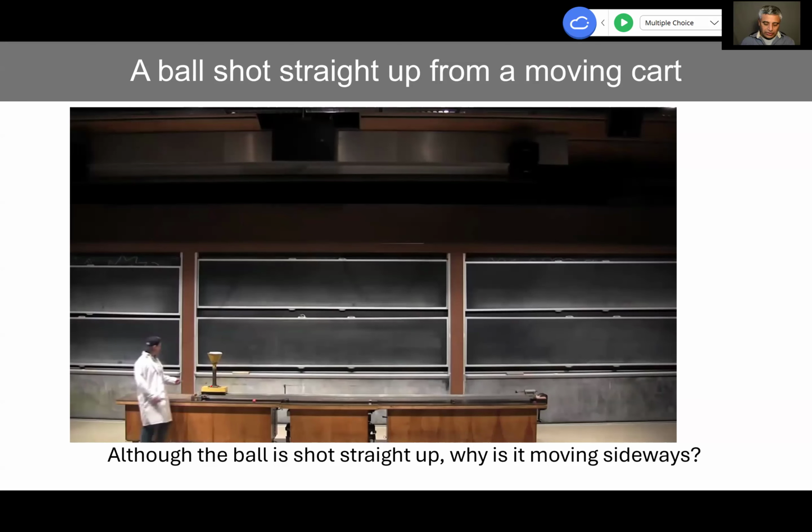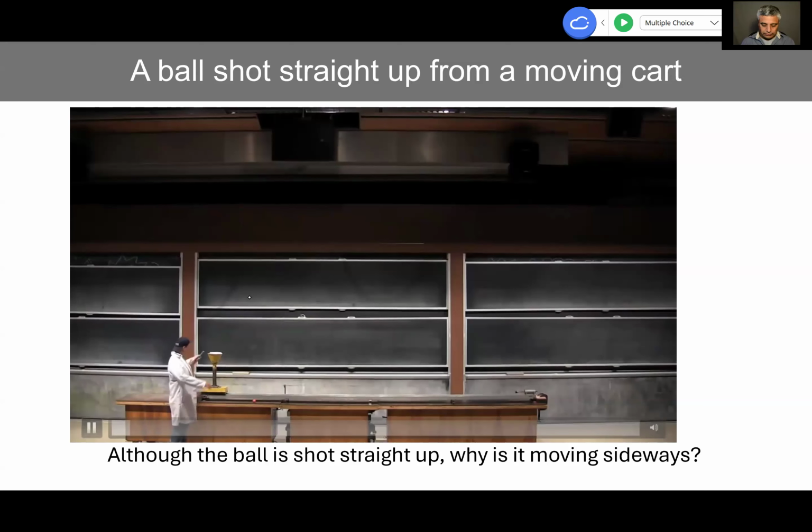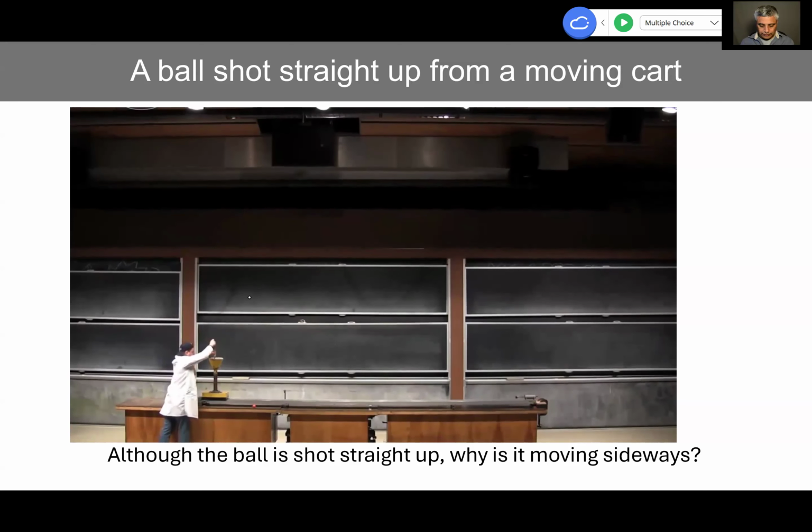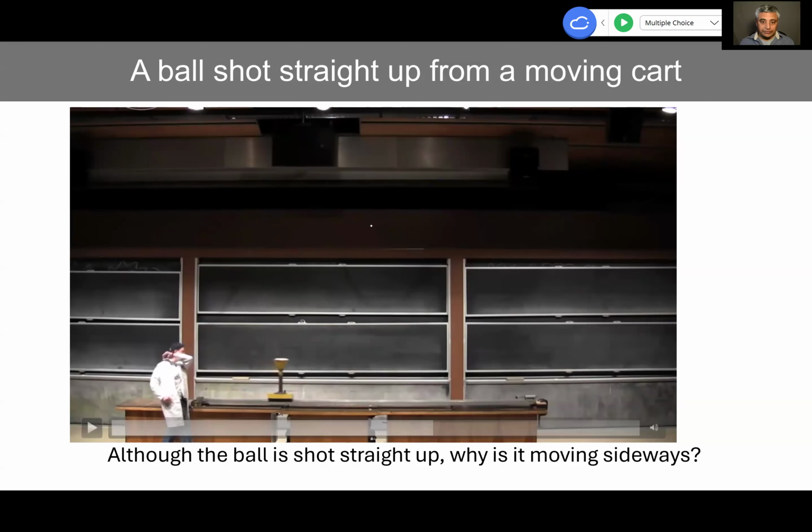This ball is going to be shot straight up using a spring mechanism, and let's see what happens to the motion of the ball. The ball is shot while this cart is moving, and the cart moves with constant speed, and it comes back. See there? Did you ever imagine that would happen? But it does.